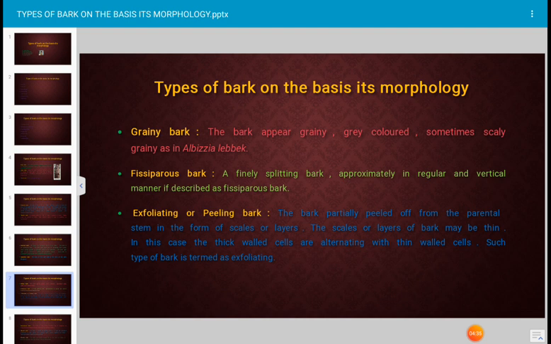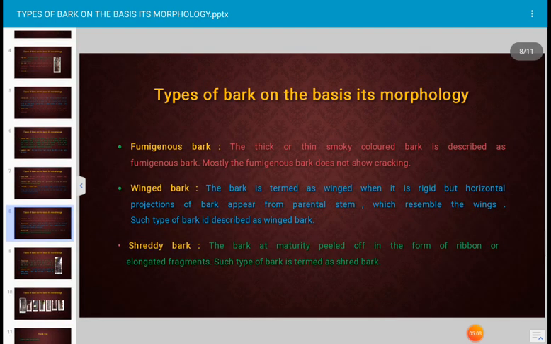Next type of bark, that is exfoliating bark or peeling bark. The bark partially peels off from the parental stem in the form of scales or layers. The scales or layers of the bark may be thin. In this case, the thick-walled cells alternate with the thin-walled cells. Such type of bark is described as exfoliating bark. Next, the fumigenous bark. The thick or thin smoky colored bark is described as fumigenous bark. Mostly the fumigenous bark does not show cracking.